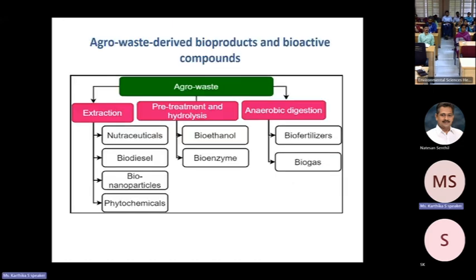Agro-waste derived bioproducts and bioactive compounds are another way. What are the health aspects related to humans as well as animals? What are all the products we can generate from agro-waste? That is extraction, pre-treatment, hydrolysis, then anaerobic digestion. All this you can apply to the waste material accordingly. Then you can extract. We need a microgram or nanogram of bioactive substance every day with our intake of food. Otherwise, the body will collapse.